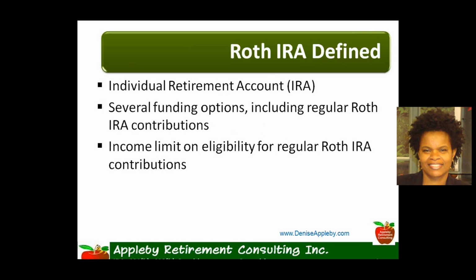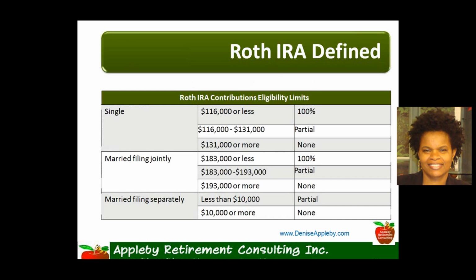So, of course, let's start by defining the basics. What is a Roth IRA? A Roth IRA, of course, the IRA stands for Individual Retirement Account, is a retirement account that is established by an individual. Now, there are several options for funding a Roth IRA, which include regular contributions, rollovers, and Roth conversions. And of course, an income limit applies to making contributions to Roth IRAs.